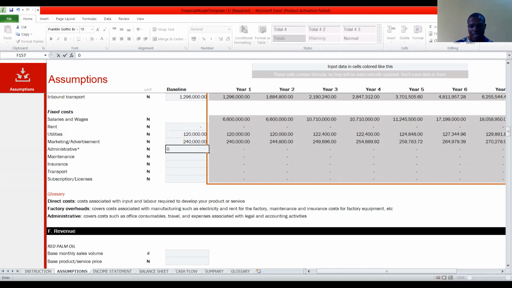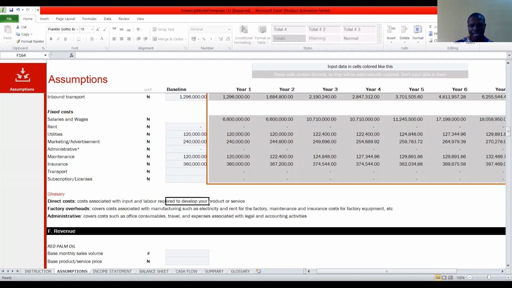Maintenance. Do we have any projected expense for maintenance? Okay, we have 10,000 per month, and that's going to amount to 120,000 naira in a year. After that we have insurance. Was there any forecasted figure for insurance? Yes, 30,000. So that's going to amount to 360,000 naira per annum.